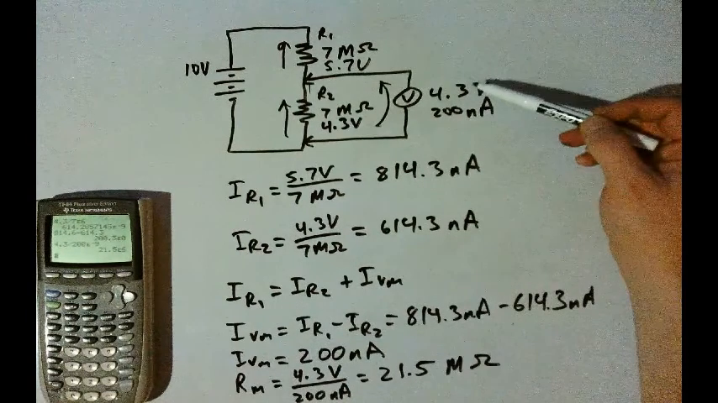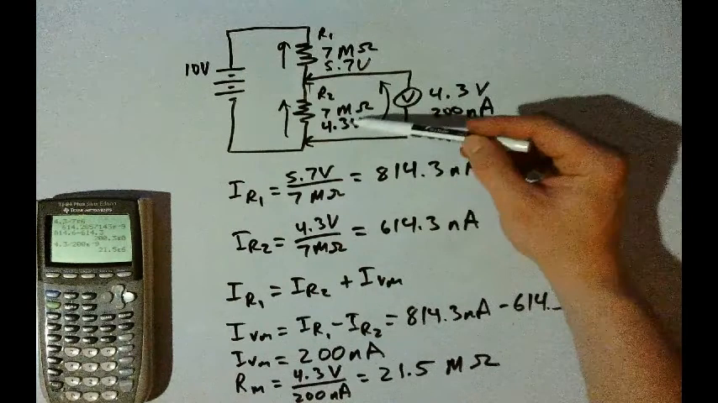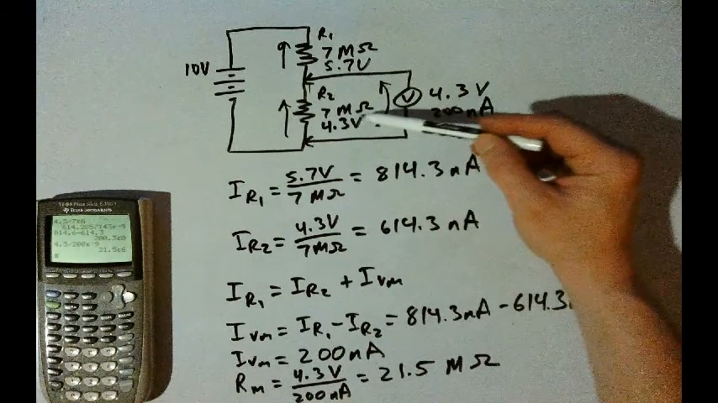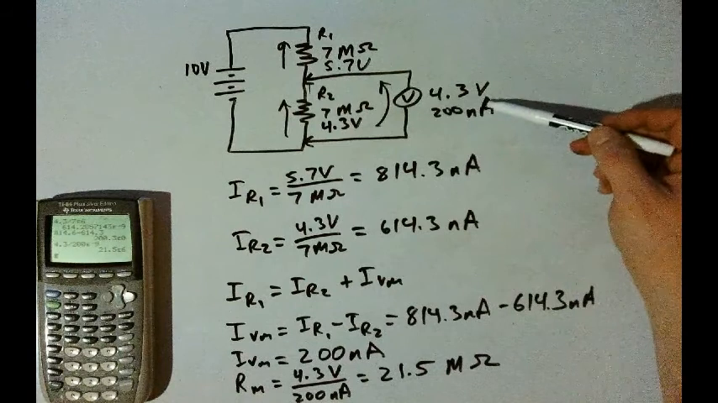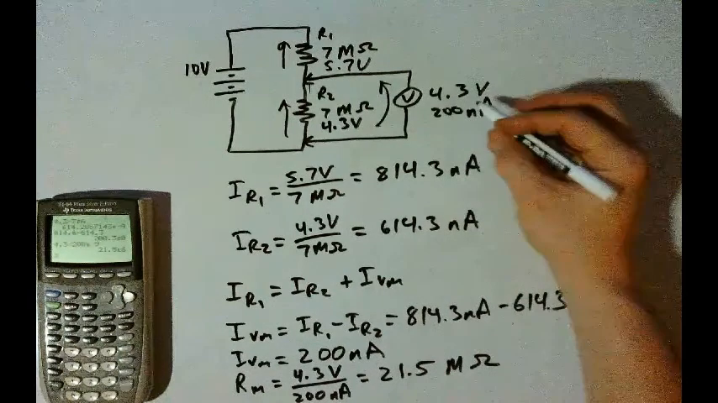The internal resistance of that voltmeter must be 21.5 mega ohms.